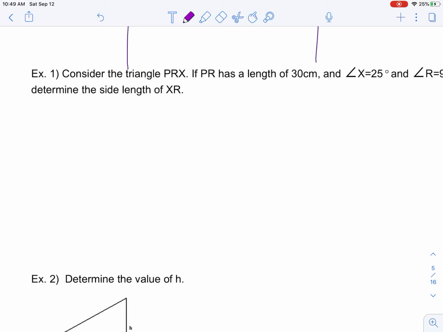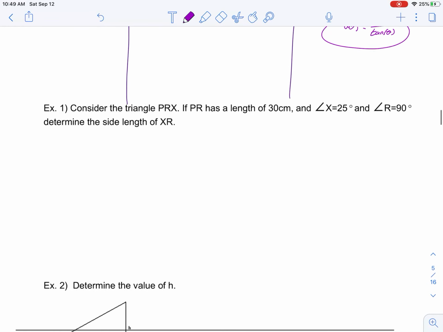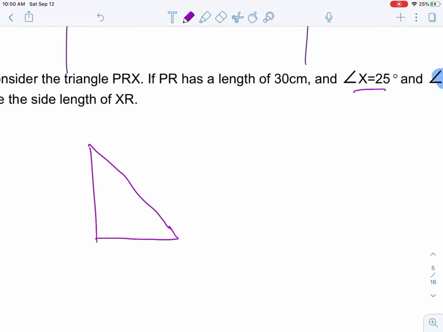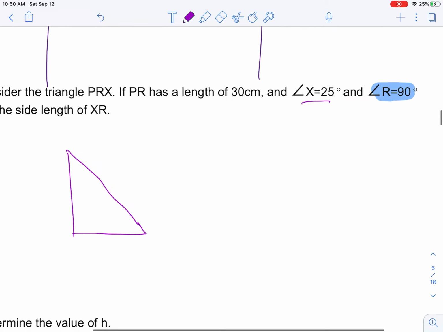Consider the triangle PRX. If PR has a length of 30 centimeters and angle X has an angle of 25 degrees and angle R is 90 degrees, determine the side length of X. As soon as you see this, we know that this is a right triangle, so let's draw a right triangle and show what this looks like.